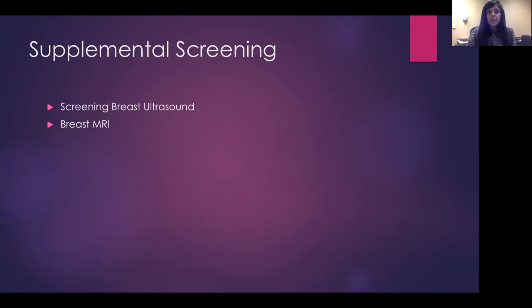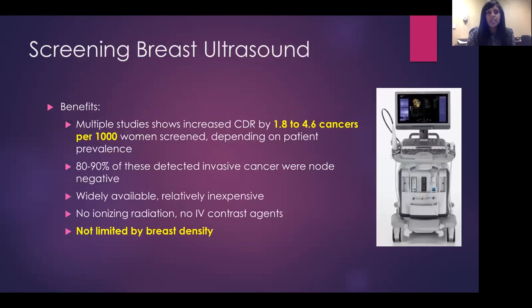So knowing that 3D mammography does have some limitations, particularly in dense breast tissue, now I'm going to talk a little bit about some of the supplemental screening options. And this is really for women who have dense breasts as well as additional risk factors. So we'll start with screening breast ultrasound. This is a method of screening where a methodical detailed ultrasound is performed of each breast, either by a technologist or by a physician.